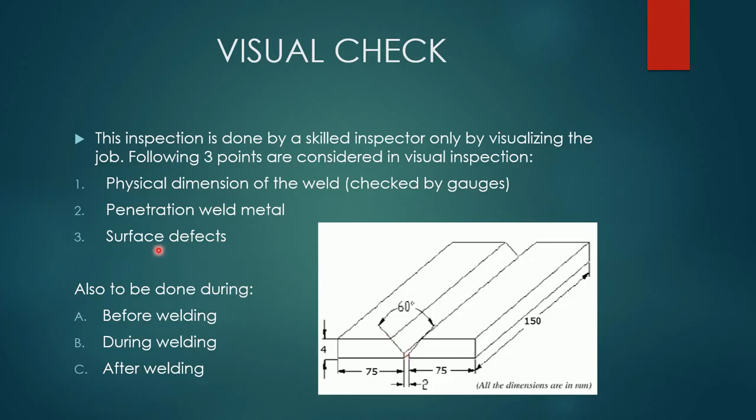Then point number 3, surface defects. So the place where we are going to weld, that place should be neat and cleaned enough. So this thing is usually checked by a worker. Also 3 things are there. First is before welding, second one is during the welding, and third one is after welding.